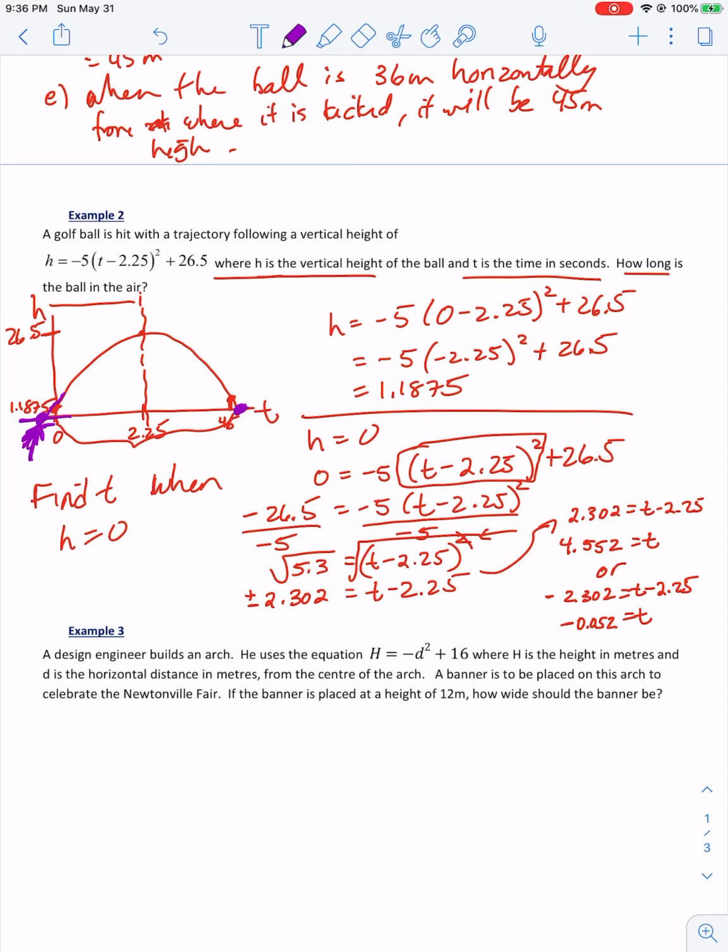So this answer here is happening at negative 0.052 on the horizontal axis, and this answer up here is happening at 4.552. So that means, therefore, the ball is in the air for 4.552 seconds.